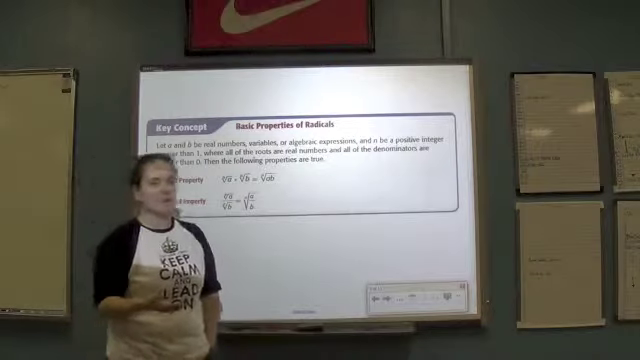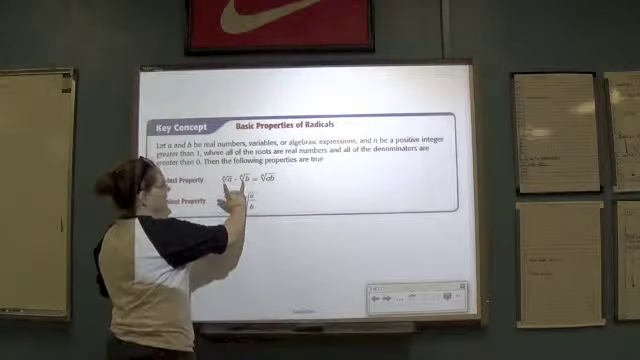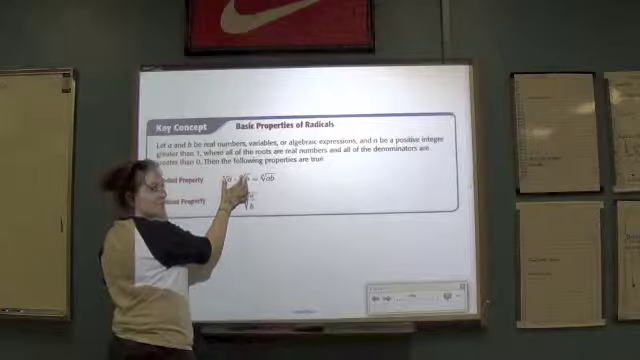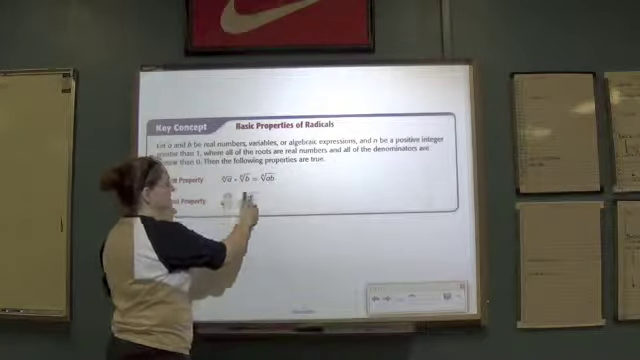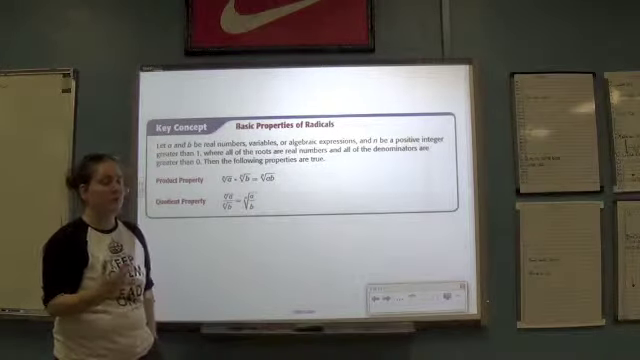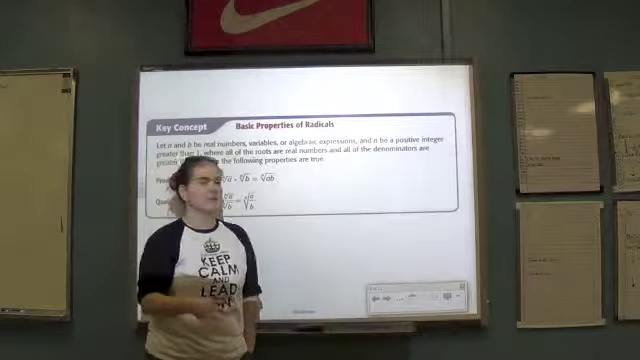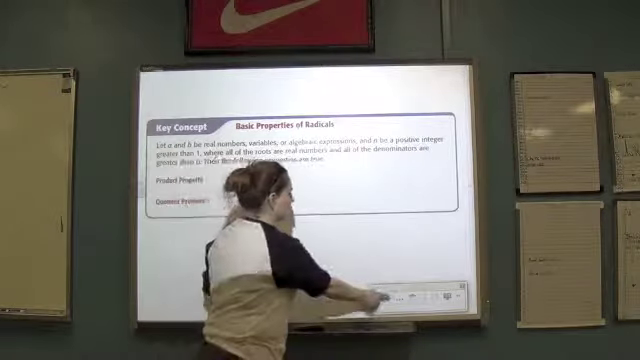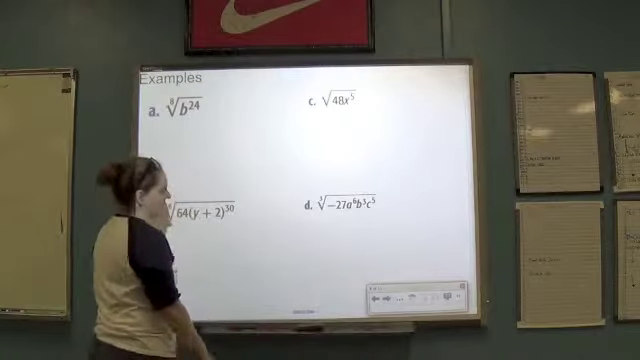Okay, so basic properties is one I kind of already did. You can multiply if it's the same root. You can divide if it's the same root. If it's different roots, like a square root and a cube root, you cannot combine those. Okay, so here's 4 examples.